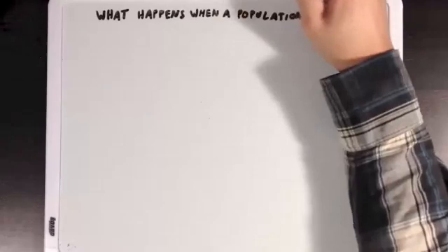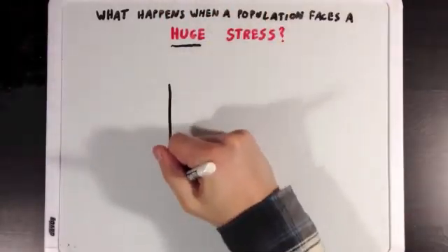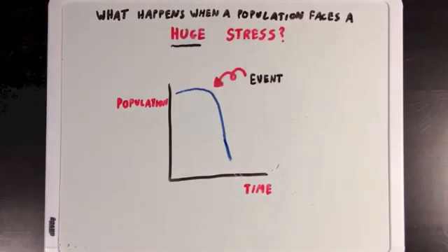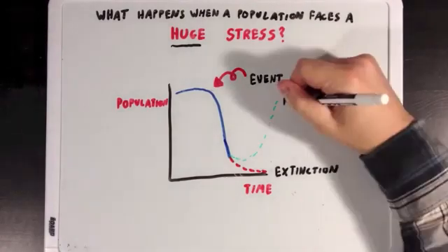So now let's revisit our graph from before. If we have a cataclysmic event that kills a huge number of individuals in a population, the population will either be unable to cope with the change, and their population will drop to zero and they'll go extinct, or a small group will survive and the population can ultimately recover.